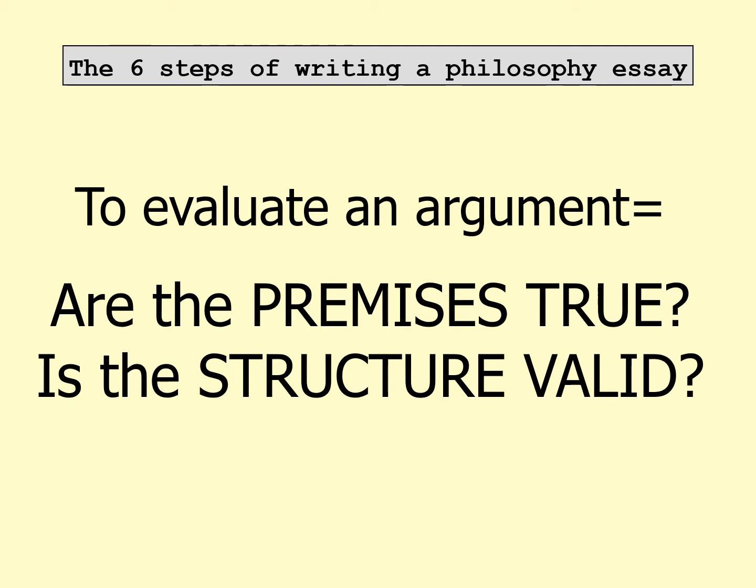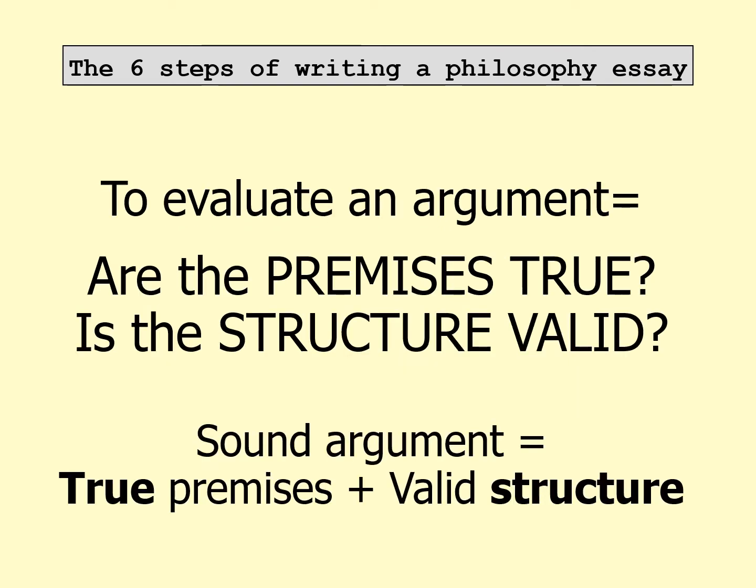Good question. Well, it just happens to be a fact that if an argument is valid and its premises are true, then its conclusion is automatically true. And that is what we mean by a sound argument. A sound argument must have both true premises and a valid structure. You understand truth. You also understand validity, but you might not be familiar with the proper use of this term.